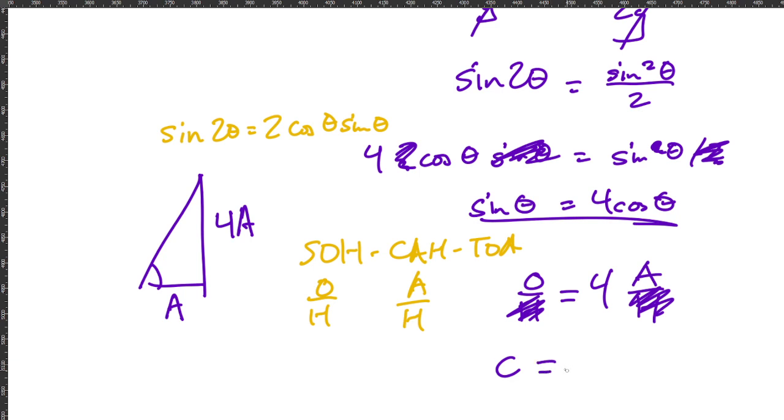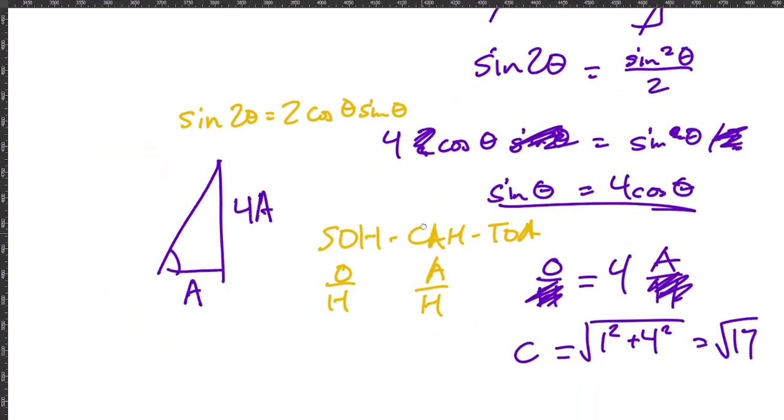C is going to be equal to the square root of a squared plus b squared, or 1 squared plus 4 squared, which is equal to the square root of 17. What does that mean? Alright, I'll show you what that means, if I can figure it out.